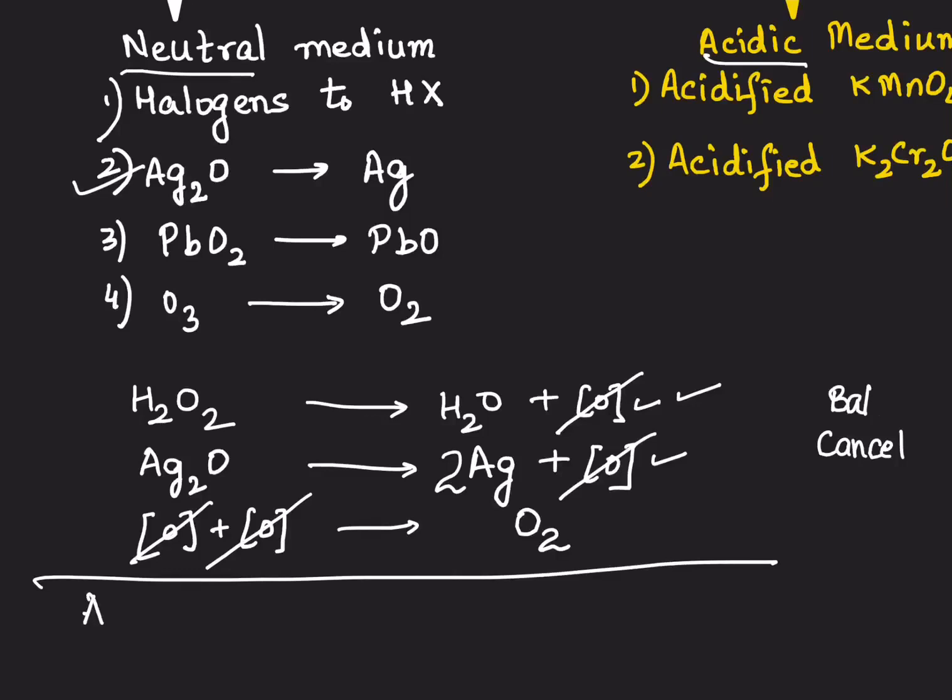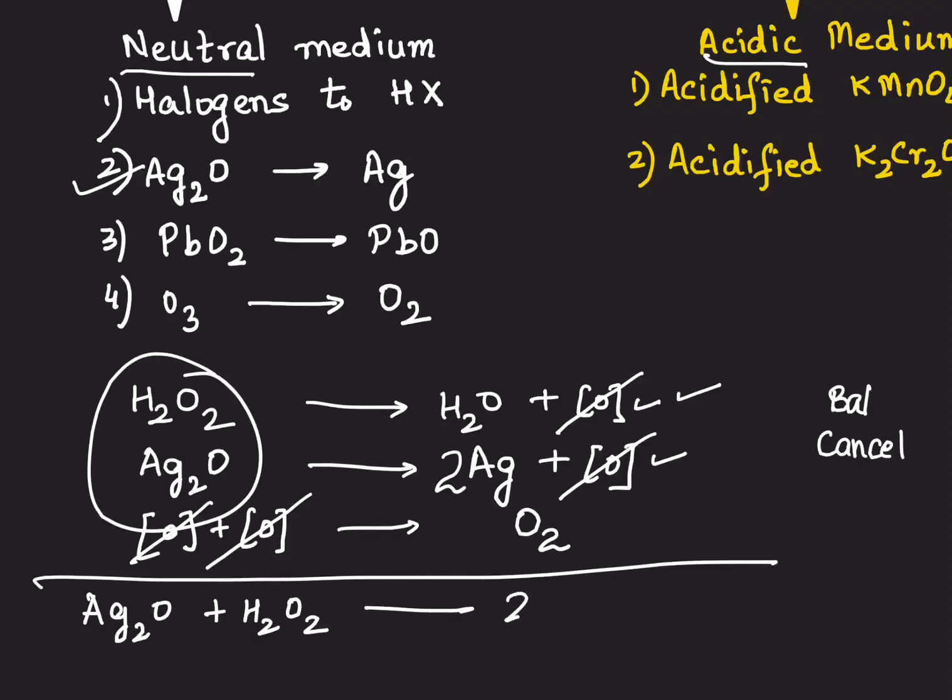So what do we have over here? Ag2O plus hydrogen peroxide on the left hand side, that is the reactant side of the equation, giving us 2Ag plus H2O. Is that all? No, don't forget the oxygen over here. See, it's pretty simple. Now, why don't you try writing the reaction of hydrogen peroxide with lead dioxide, PbO2. Go ahead, pause the video, try writing the reaction yourself. You will see the confidence rising and you will feel that this topic was so easy. Why were you avoiding it all the time?